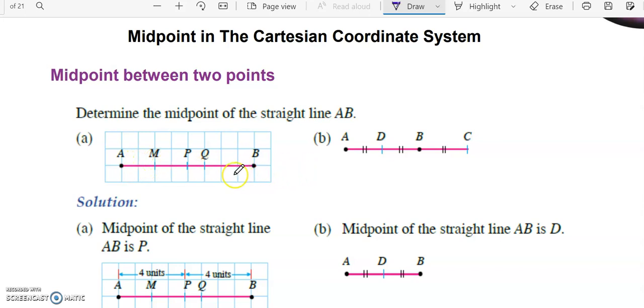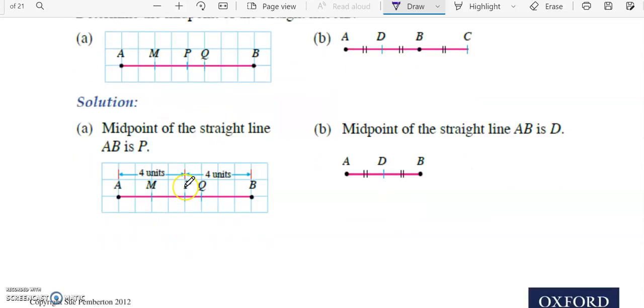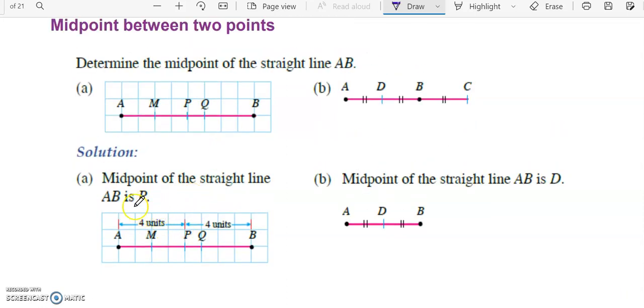So contoh dia kat sini, awak tengok kita ada 8 units boxes. 1, 2, 3, 4, 5, 6, 7, 8. So 8 units ni kita bahagikan 2, so we get 4 units. Maknanya kalau dia ialah midpoint, titik tengah, jarak dia kiri dengan kanan akan sama. So now P, jarak dia kepada B ialah 4 units, jarak dia kepada A ialah 4 units. Awak boleh fahamkan titik tengah, bila orang tu berada di tengah, maknanya jarak kiri dengan kanan dia sama.